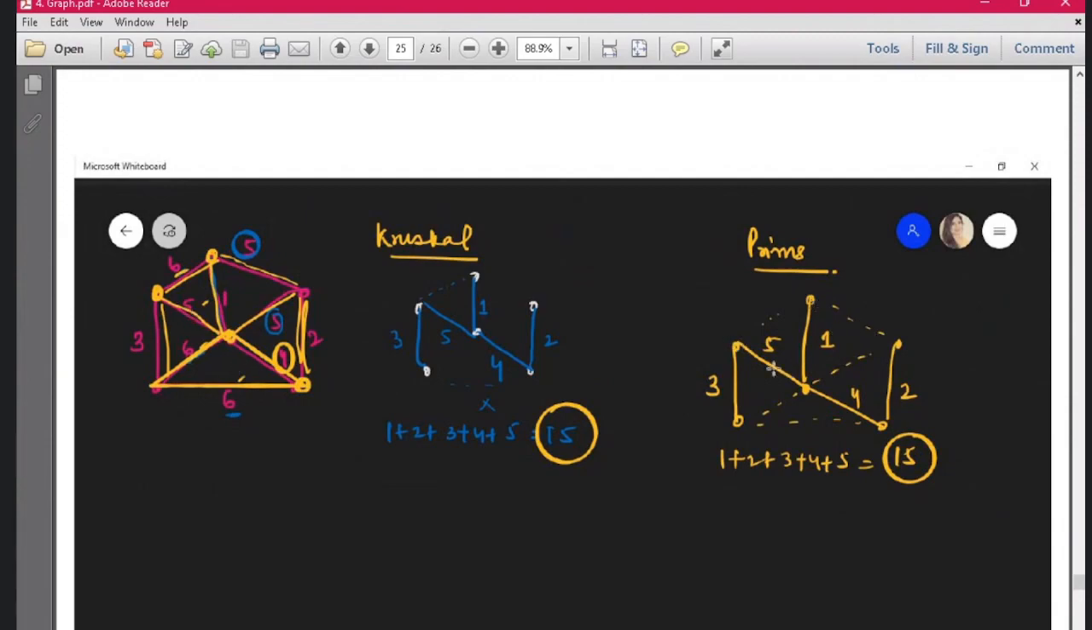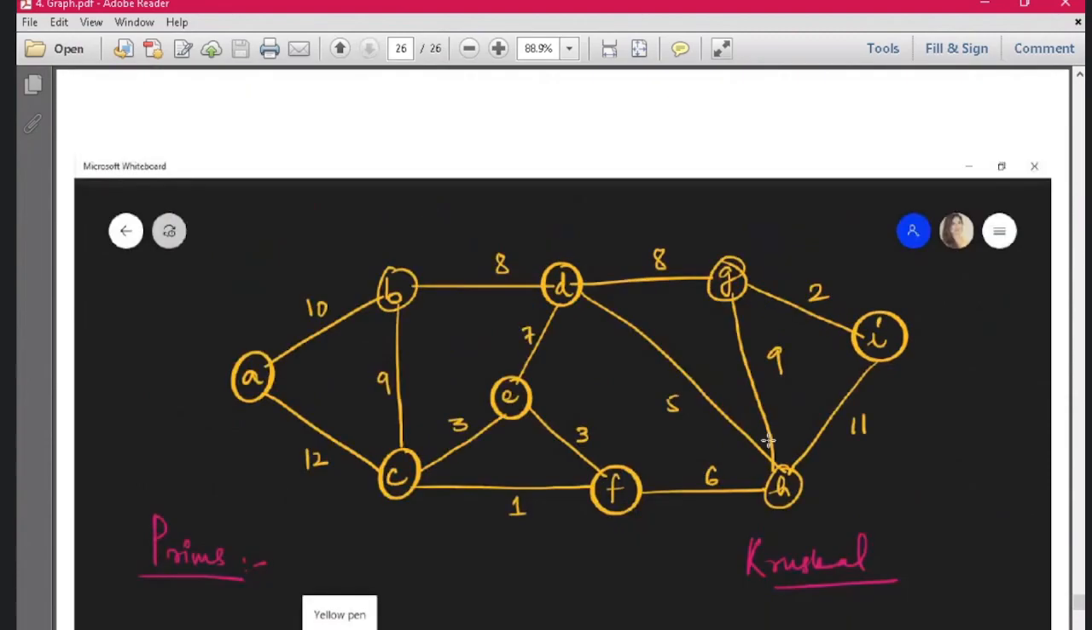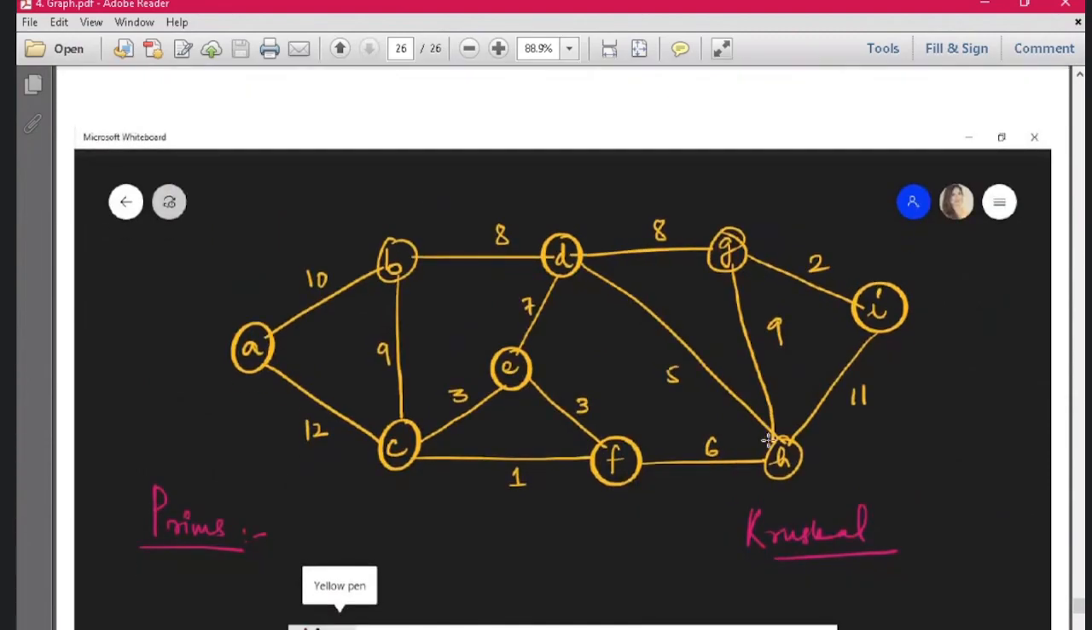So it will be there in the set. After I include this edge, this node will be available. And from this node, I can see 3 is also there, which is minimum. So I'll take 3. And similarly, I cannot connect these dotted edges because they will form a cycle. So you can see that both of them are giving you the same result, and the structure is also the same.